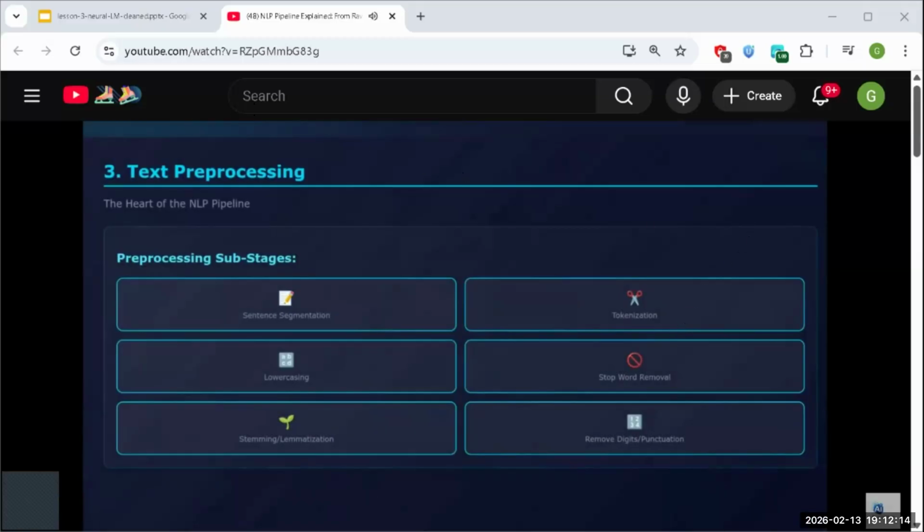First up, sentence segmentation. This is where we split paragraphs into individual sentences.